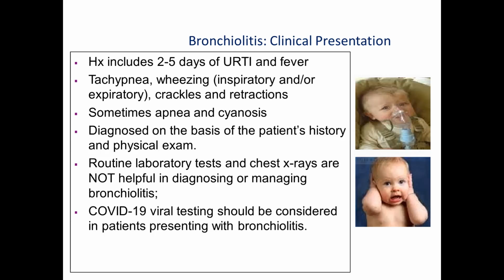Basically, there is no one definitive diagnosis. So it is diagnosed based on a patient's history and physical exam. Routine lab tests and chest x-ray are not very helpful, but sometimes a chest x-ray is done just to rule out other respiratory illnesses such as pneumonia. And the COVID-19 viral testing will actually be starting in a couple of weeks, incorporated in our viral testing as well.